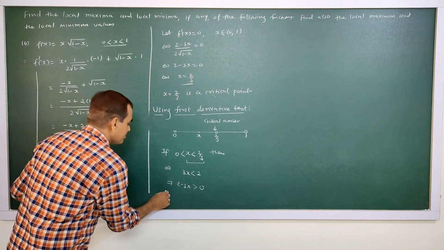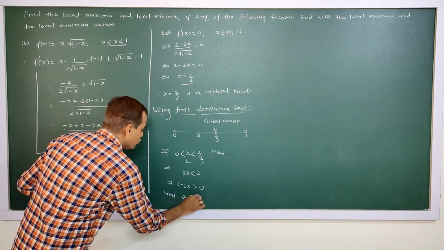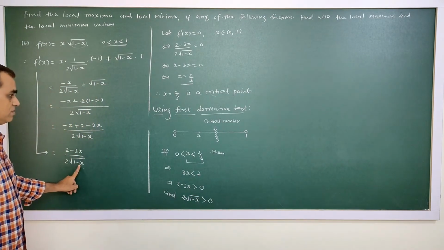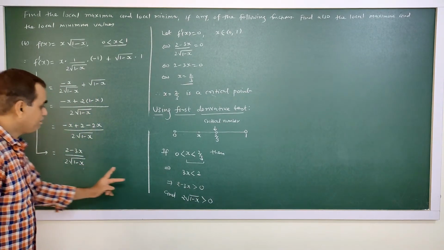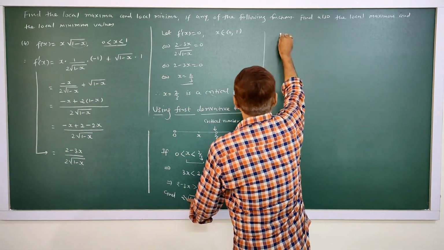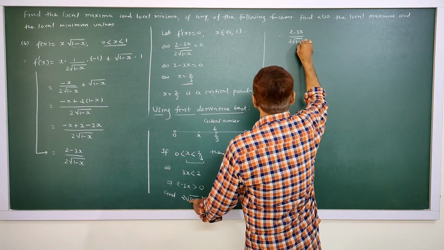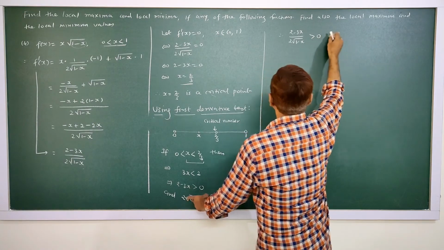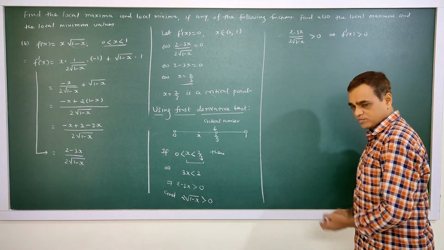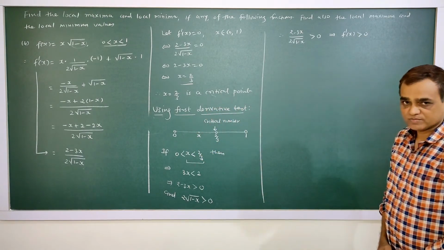And 2 into root 1 minus x is also positive. So positive upon positive, therefore positive upon positive is greater than 0. That means f dash x is greater than 0. So before 2 by 3, f dash is positive.